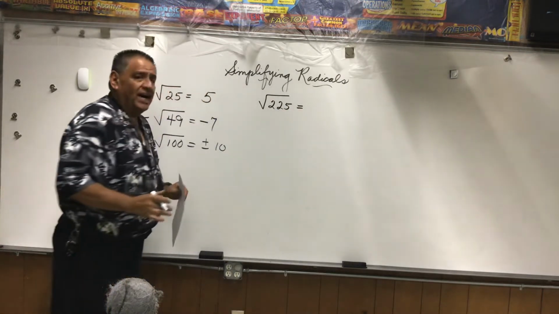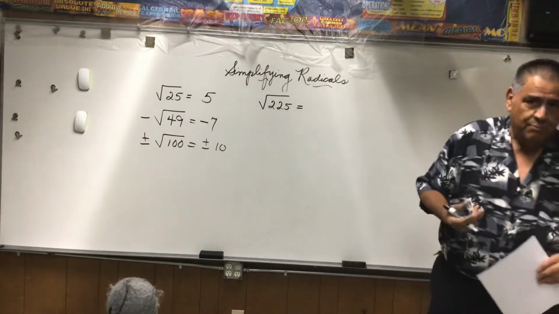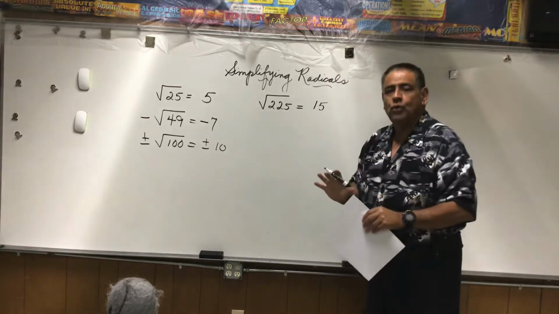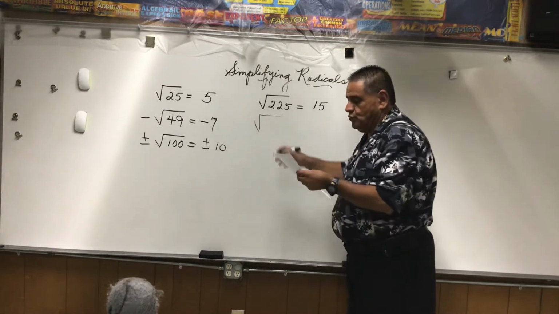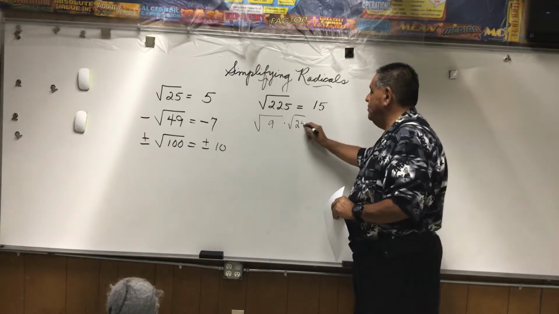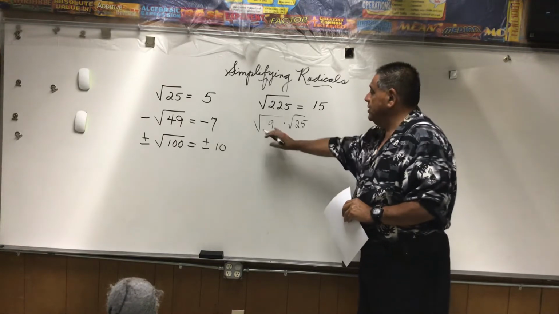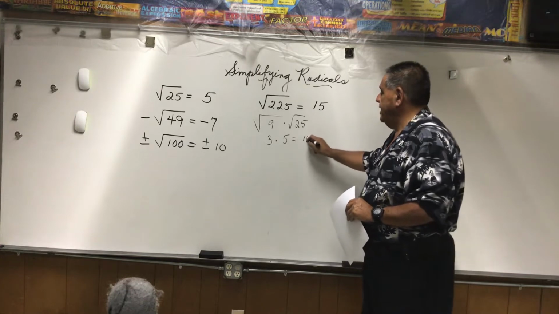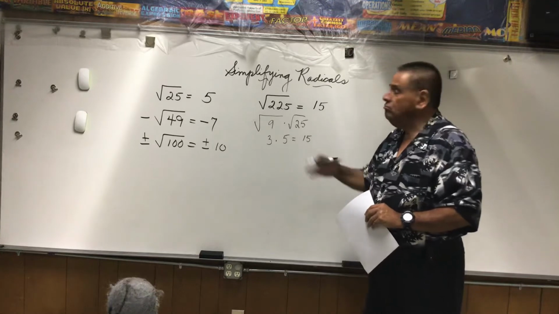Now, 225. You may know it, you may not know it, but 225 is a perfect square, and it's 15. Now, let's say you didn't know that. You could break this up, all right, into the square root of 9 times the square root of 25, because 25 times 9 is 225. Then you say, okay, the square root of 9 is 3. The square root of 25 is 5. Therefore, my answer is 15. Notice how we get the same answer, even though you break it up. So in case you don't know, you could break it up.